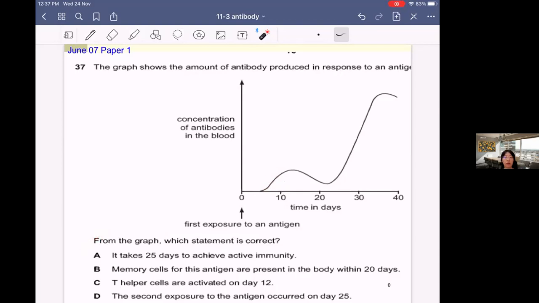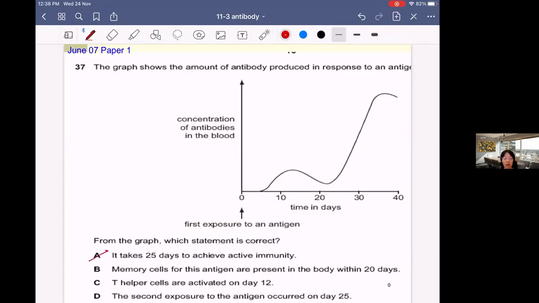So from the graph, which statement is correct? Okay, I give you time. Please type your answer. Myra is very fast. Your check. What is the answer? Please type your answer. Okay. Only Myra typed. The rest of you? Mahi Jaiswal says same as B. Okay, let's see the answer whether it's correct.